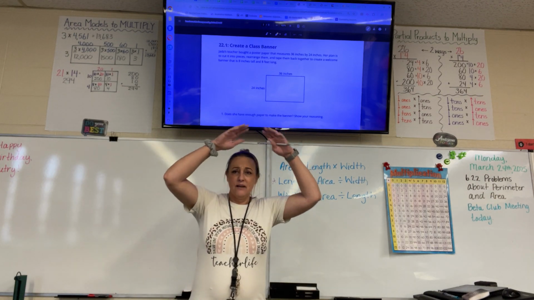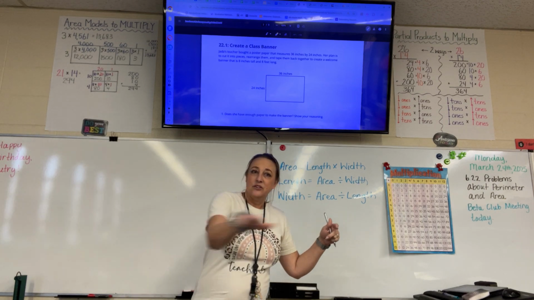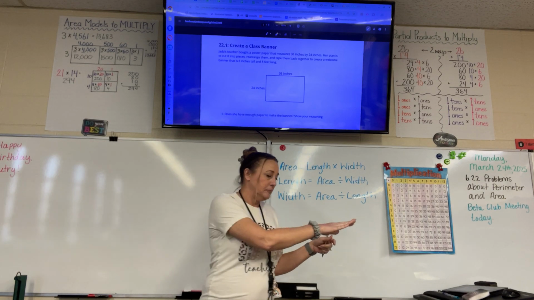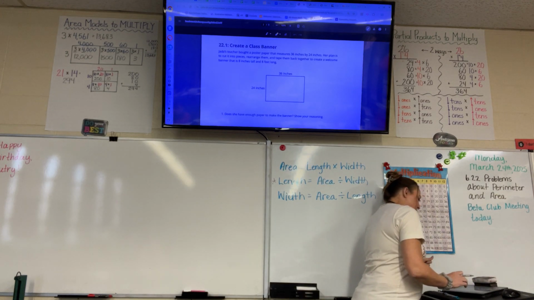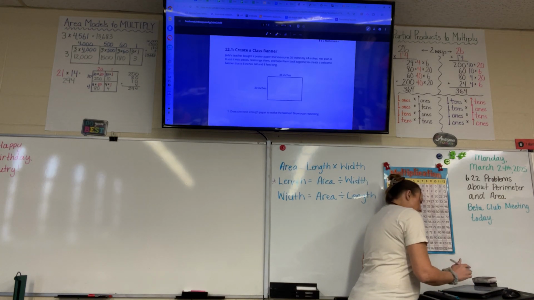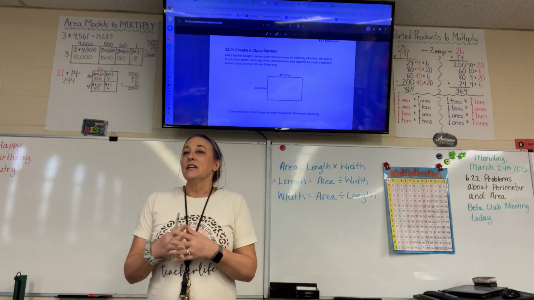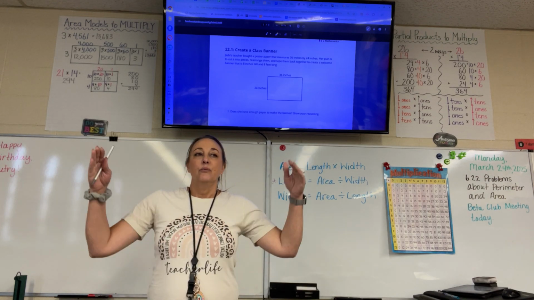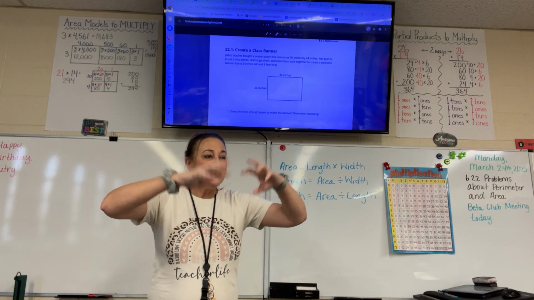So she's got kind of a big rectangle piece of paper that she wants to cut and make into a long welcome banner. And so the first question is, does she have enough paper to make the banner? Explain, show your reasoning. So the first thing that we need to do, we need to see how many square inches are inside the box.